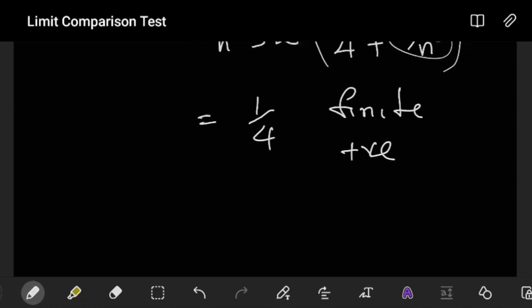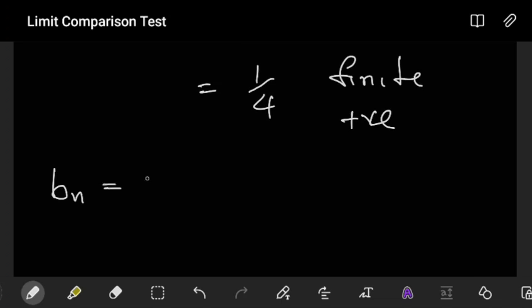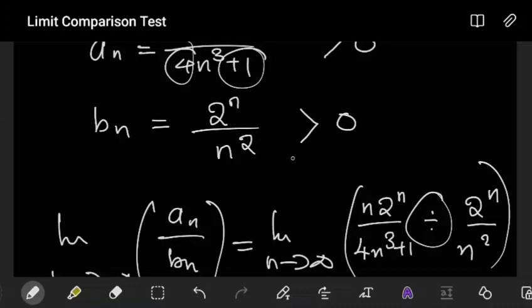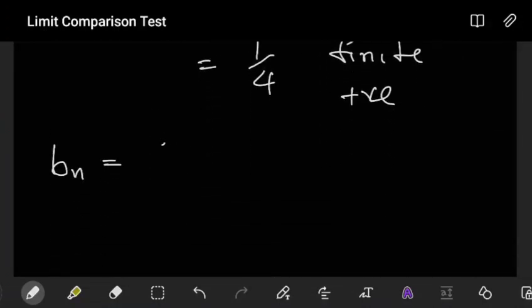So because of that, we can look at our Bn. If Bn converges, then An will also converge. If Bn diverges, then so will An. But that was our Bn. So if we go back to our expression, Bn was selected to be 2 to the power n over n squared. Now, does this converge or diverge?